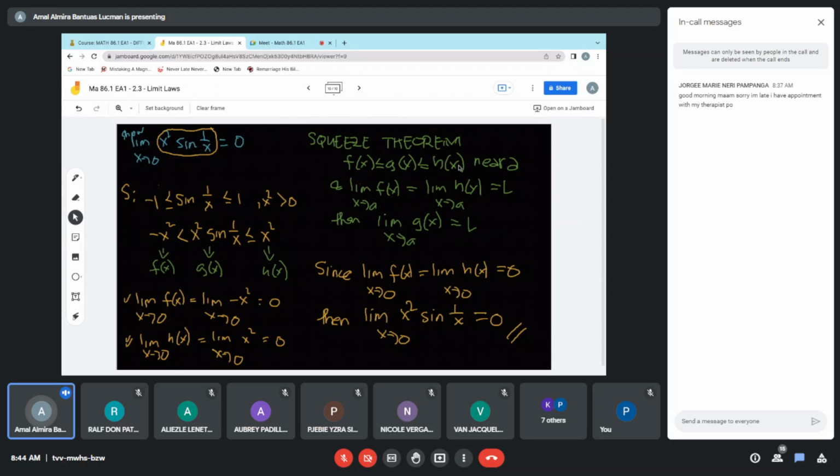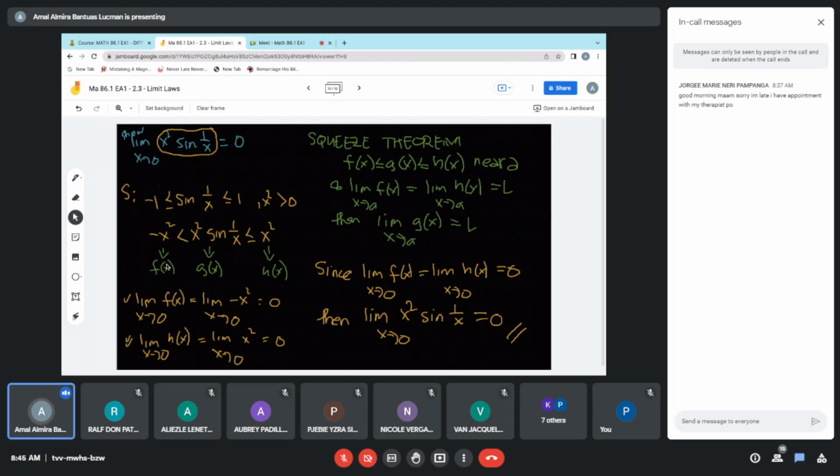Okay. How? We know that from trigonometry, the range of our sine of 1 over x is always less than or equal to 1, but greater than or equal to negative 1. Dili siya mo beyond 1. And also, x squared is greater than 0. So when we multiply x squared to these inequalities, we get negative x squared and x squared. And we make use of this squeeze theorem.